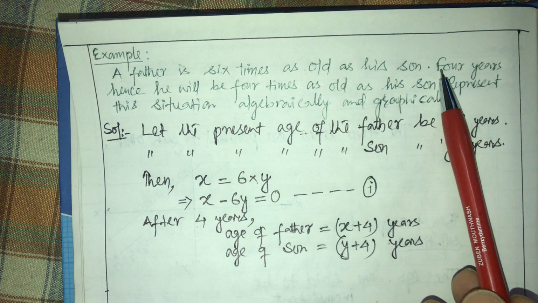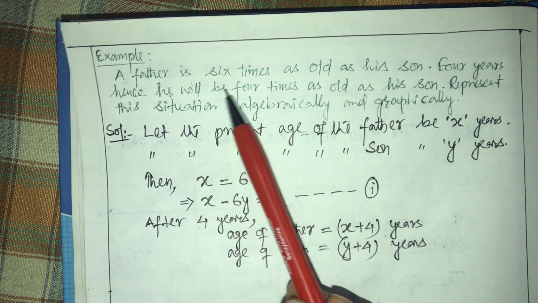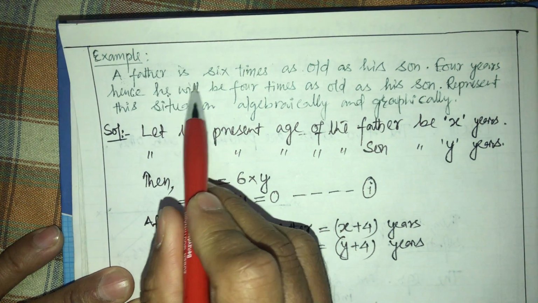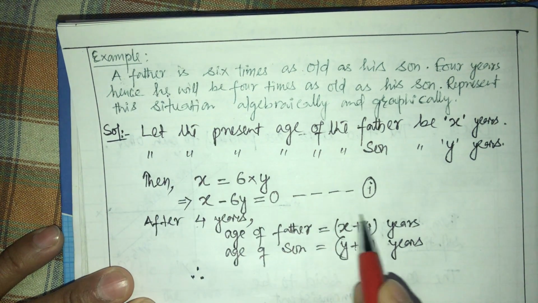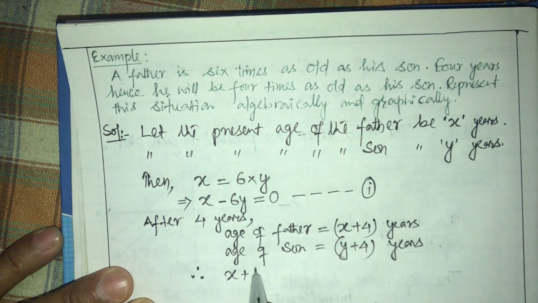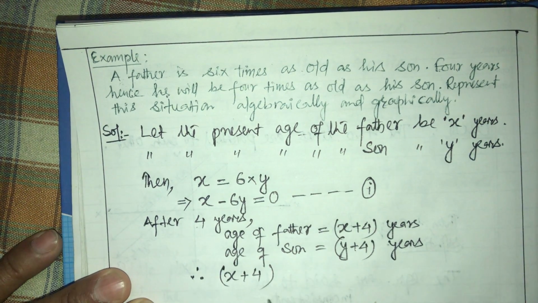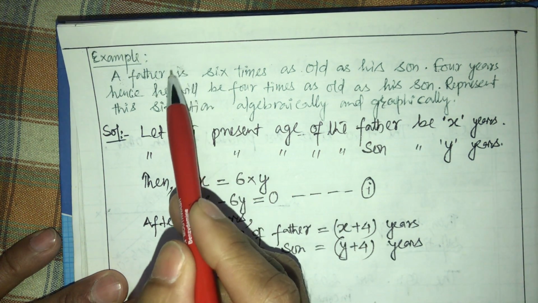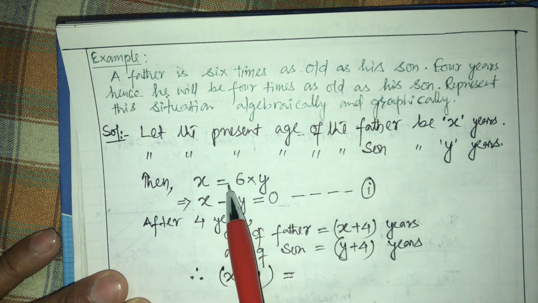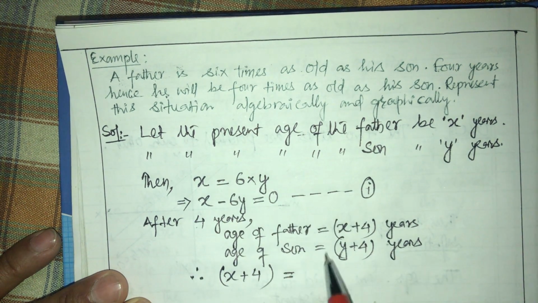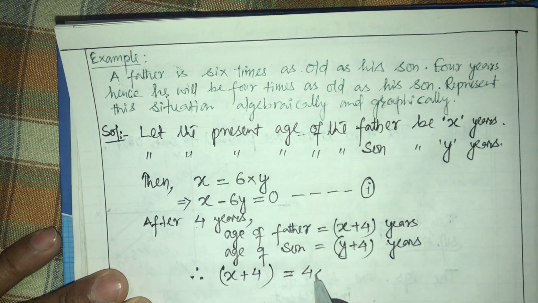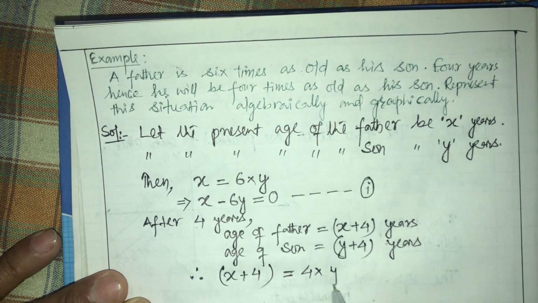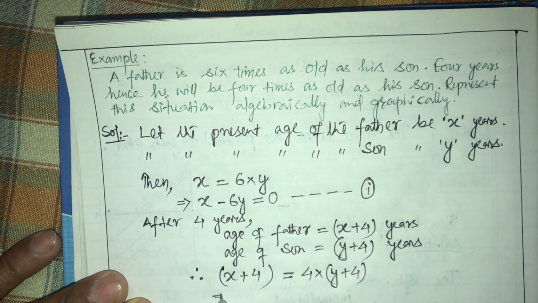The statement says 4 years hence, the father will be 4 times as old as his son. So we write, therefore, age of father after 4 years, father is x plus 4. Earlier, in place of 'is', I used equal to. Here, 'will be' means equal to 4 times as old as his son. This is the age of the son after 4 years, so y plus 4.